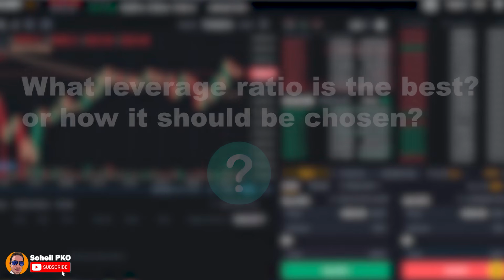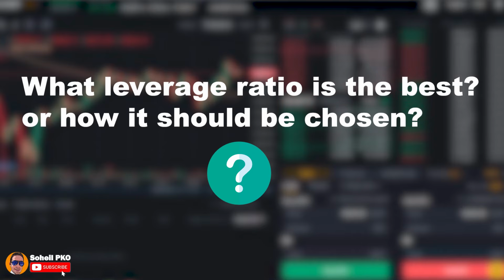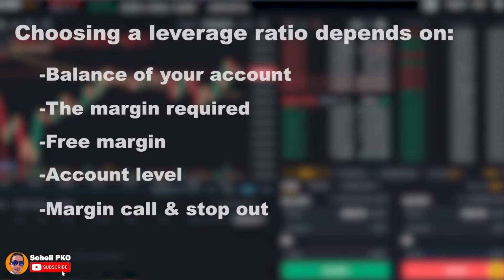Alright, now you may ask what leverage ratio is the best or how it should be chosen. Choosing a leverage ratio depends on many factors like the balance of your account, the margin required, free margin that is available in your trading account, your account level, since some brokers may have different offers for different levels, and also other related concepts like margin call and stop out.